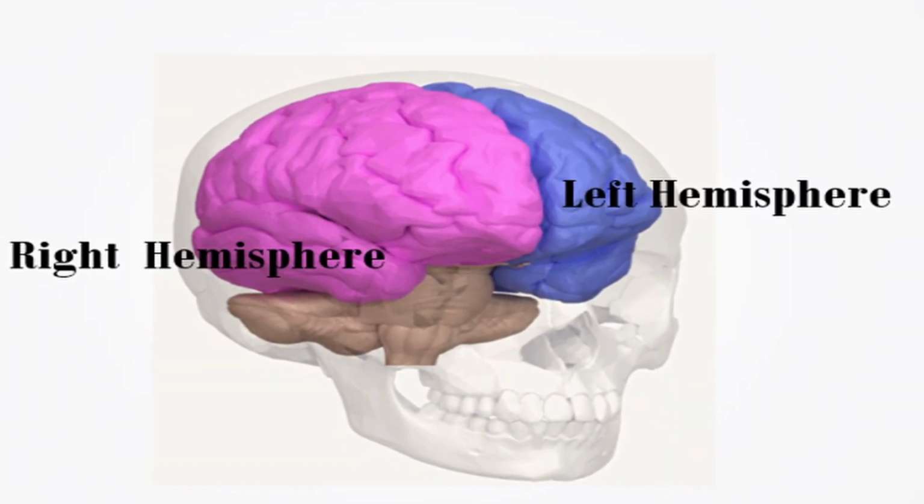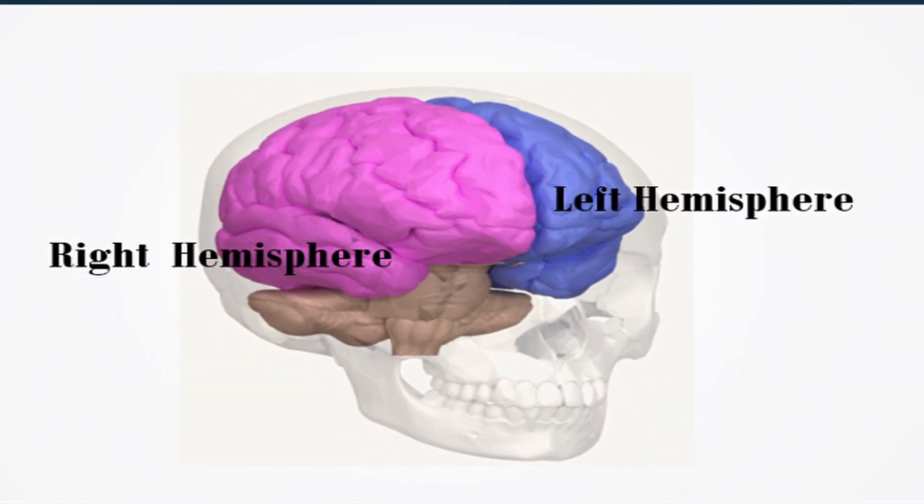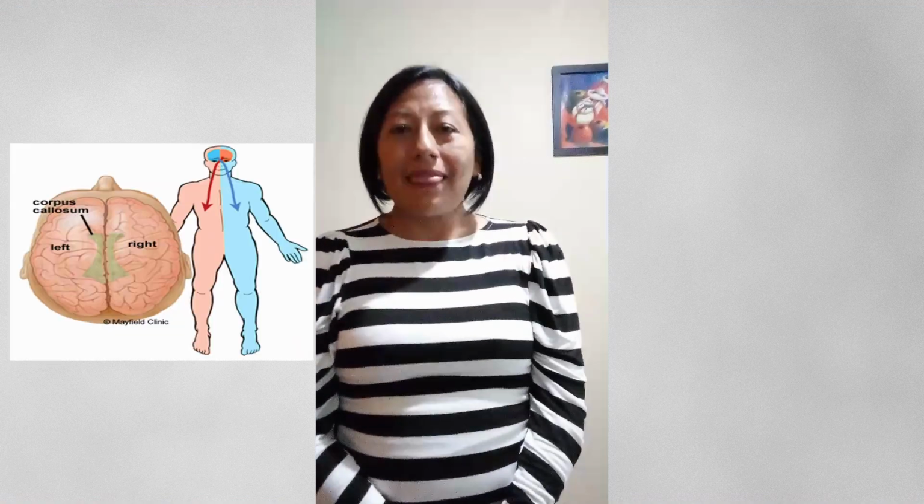I would like to share with you some important information about the brain hemispheres. The cerebrum is divided into two, the right and the left hemispheres. They are joined by a bundle of fibers called the corpus callosum that transmit messages from one side to the other. Each hemisphere controls the opposite side of the body.